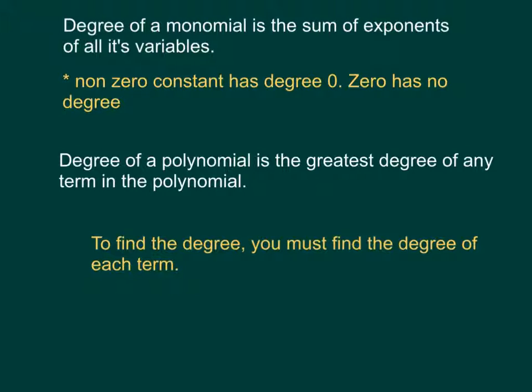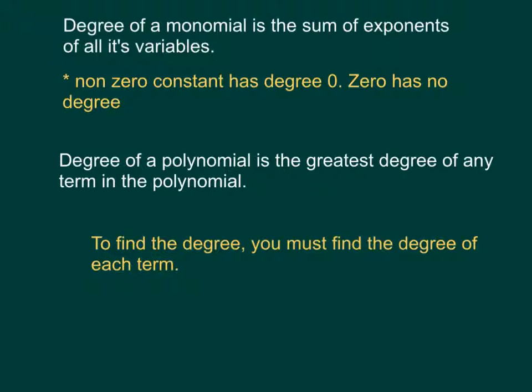When we are looking at the degree of a monomial, this is the sum of the exponents of all its variables. So if you just have one monomial, you're just adding up the exponents, and the degree is the sum of those exponents. And then that degree has a specific name, which we'll talk about in just a moment. Non-zero constant has a degree of 0. 0 has no degree, and we'll look at some examples.